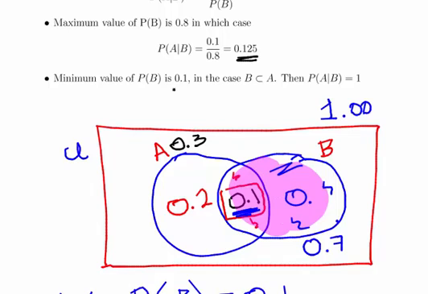The minimum possible value of P(B) is 0.1, which is to say B is a subset of A, and in that case the probability of A given B is 1. You can work that out the same way. That would be 0.1 over 0.1, which would give you 1 if you use that formula there.